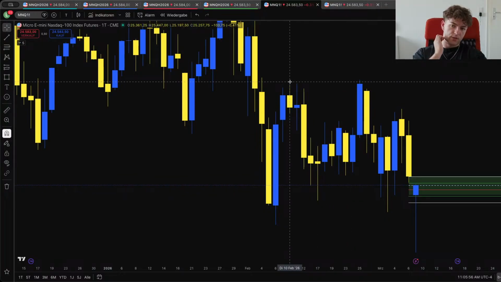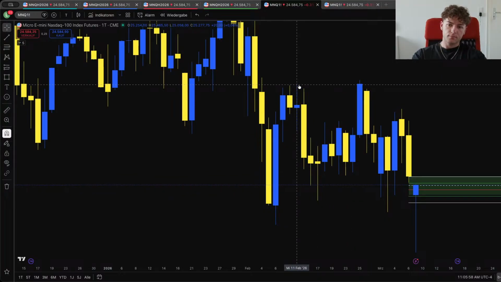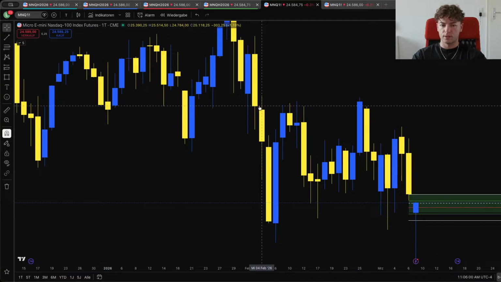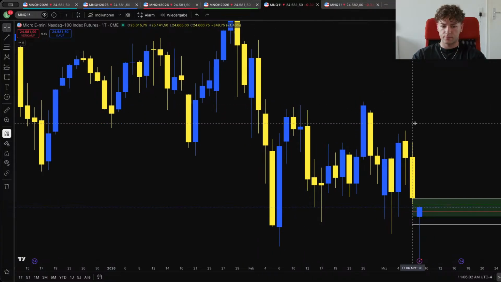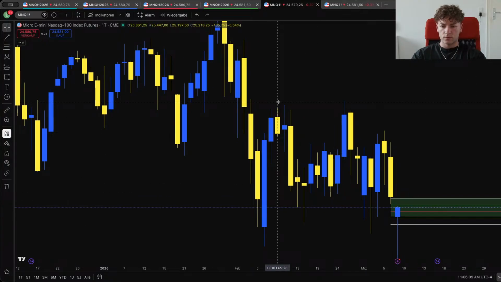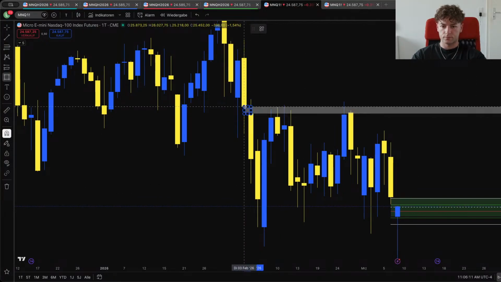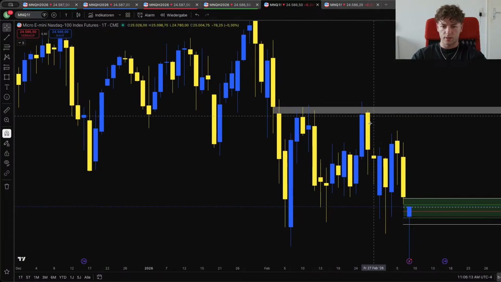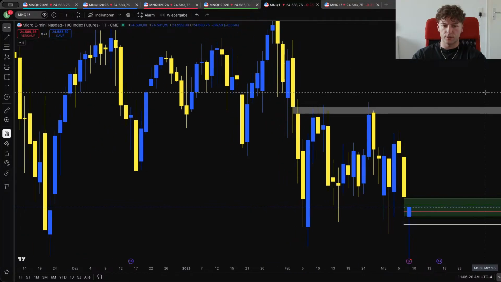Then we took out this high, stayed inside of this volume imbalance. If you go to here, you can see our price was rejected off of this daily volume imbalance right here.